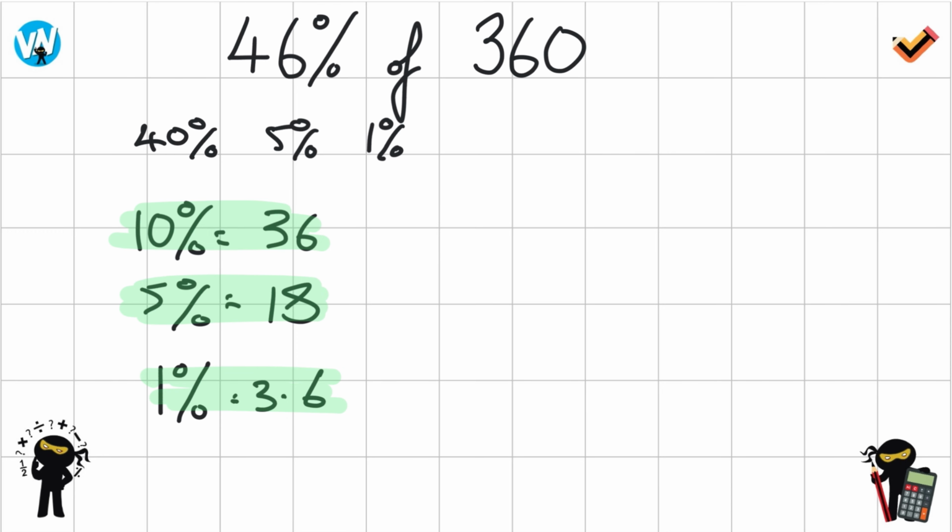I'm just going to quickly do a column addition just because I want to. So I've got 36, add 18. Oh, sorry, I don't need to do that, do I? I need to do something completely different. I need to do 10% times 4. So I'm going to do 36 times 4. Get my ruler.